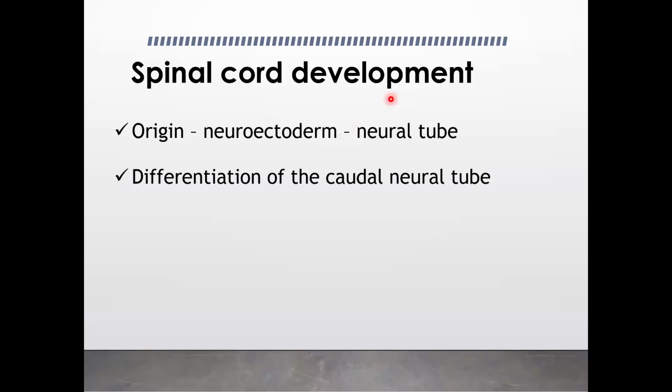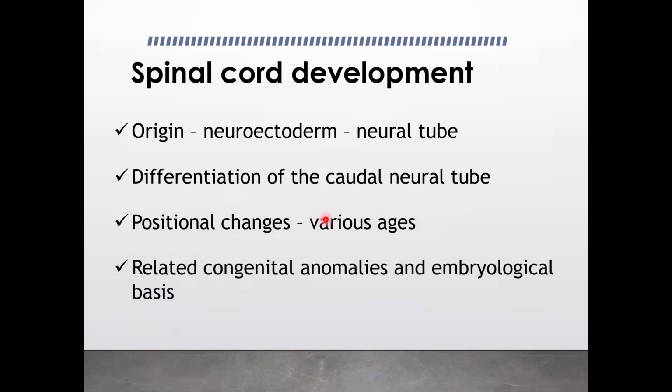So at this point we are talking about the spinal cord coming from the neurotube. For the spinal cord, you have the processes of primary neurulation and secondary neurulation happening to give you the neurotube. Then you'll have the differentiation of the caudal neurotube to give you the spinal cord. Then you'll have positional changes happening at various ages, and then the relatable congenital anomalies and embryological basis. That is the scope of spinal cord development that we're going to cover today.